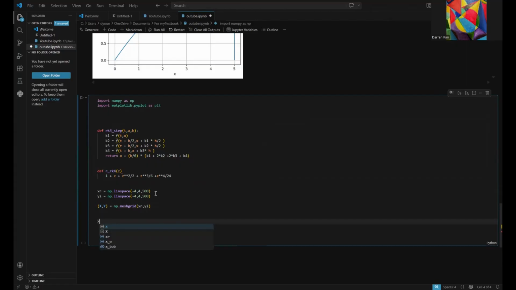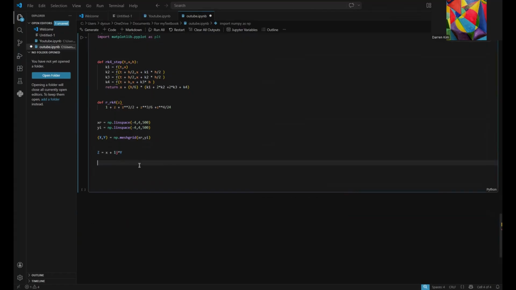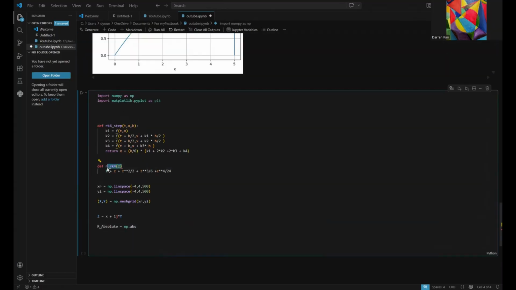I believe it is called z equal x plus 1 multiplied by j, which is imaginary, multiplied by y, and I think you just do 1j, and that should give you imaginary if I remember correctly. Let me just double check. Yeah, that is how you do it. All right, then we're going to get r underscore absolute equal np.absolute, and we put it here, with parentheses and then z like this. This should be a function.